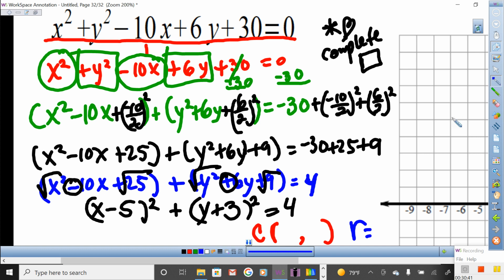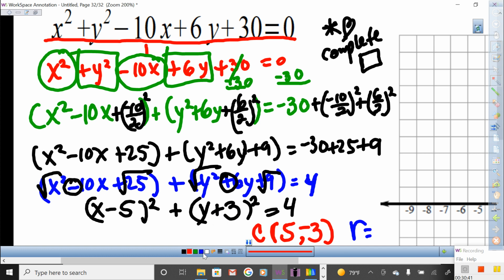Alright, center of that circle. Let's see. Bree, what do you think? Close. The negative is part of the form, is that correct? Oh, 5. So it's 5. Negative 3, yes, because remember the negative should be part of the form, right?